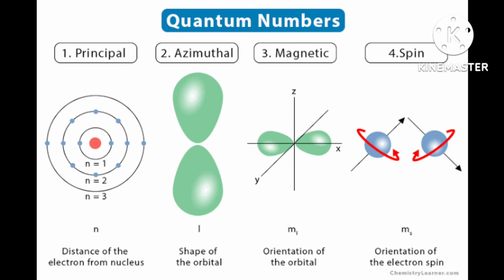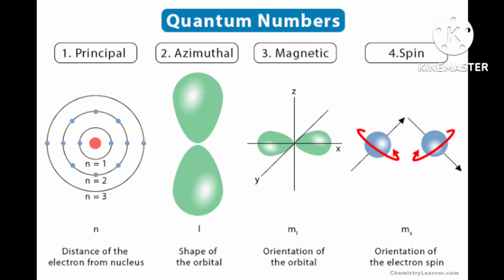N is equal to 1 means only one subcell will be there, that is the zero subcell, that is also called S subcell. 0 means S subcell. Then you can write 1s. 1 means orbit number, and in that n is equal to 1, then only 0, its value is 0, and 0 means S.